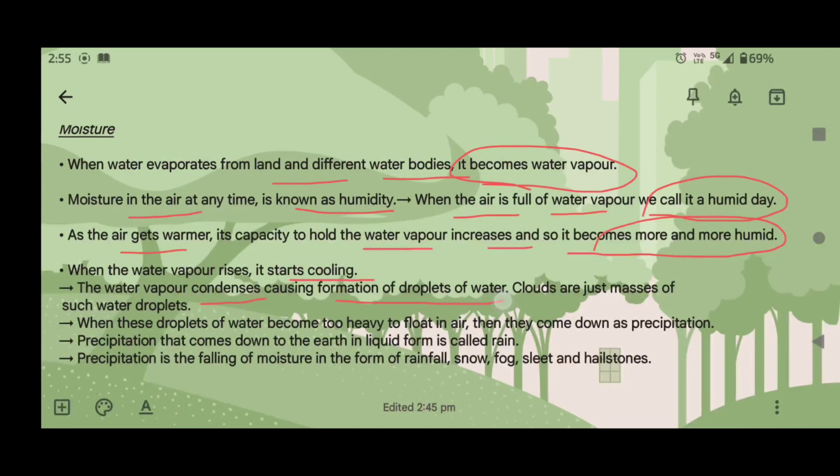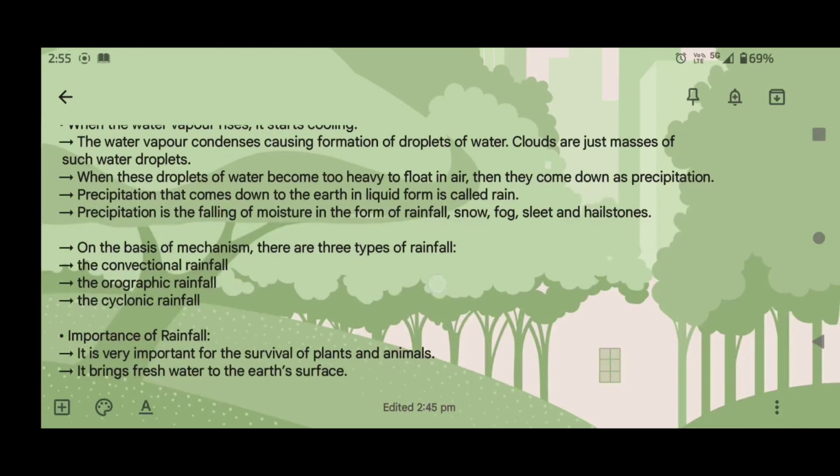The water vapor condenses, causing formation of droplets of water. Clouds are just masses of such water droplets. When these droplets of water become too heavy to float in air, then they come down as precipitation. Precipitation that comes down to the earth in liquid form is called rain. Precipitation is the falling of moisture in the form of rainfall, snow, fog, sleet, and hailstones.